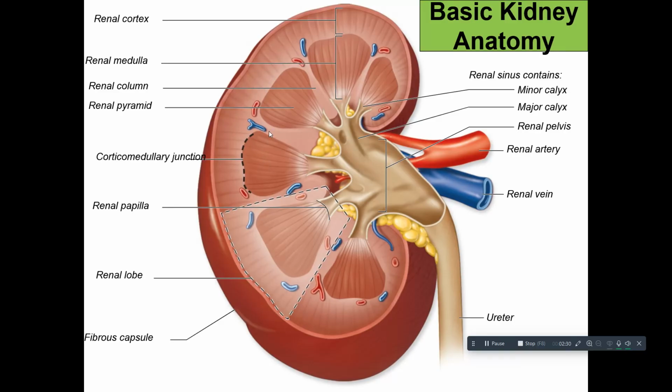Now notice in between the renal pyramids, we've got these areas that look like cortex, and they're basically cortical tissue. And these are called the renal columns. Those are the renal columns. A pyramid and its surrounding cortical tissue, including the columns, is called a lobe of the kidney. Now remember that word lobe. We're going to come back to that in a minute.